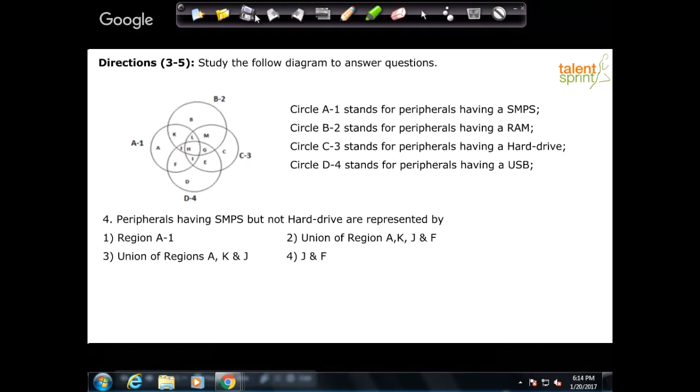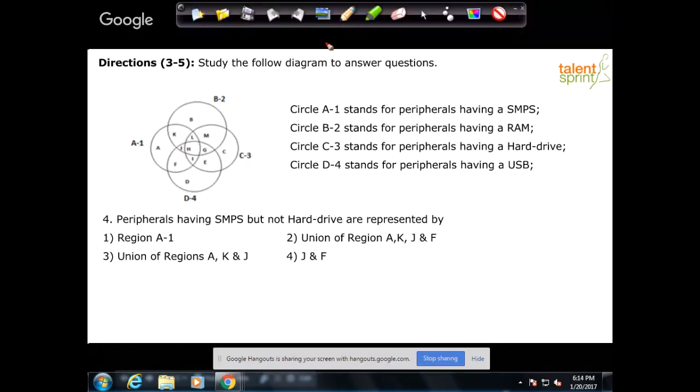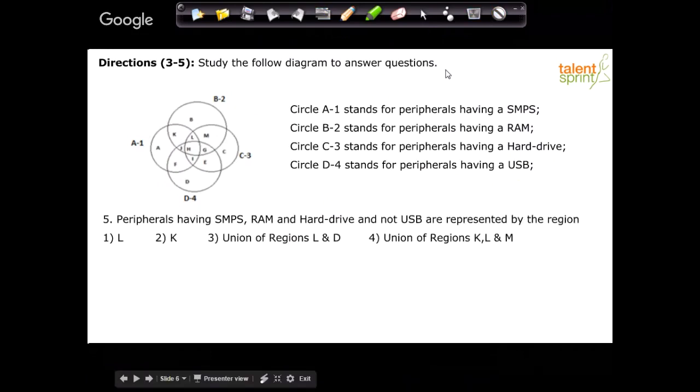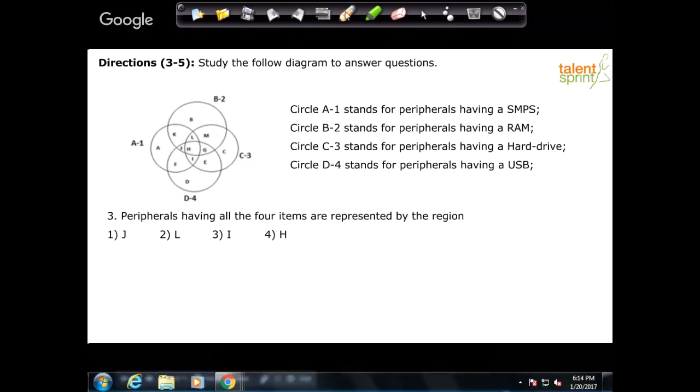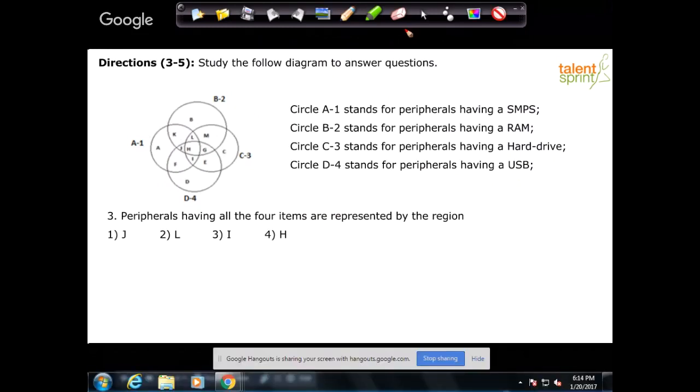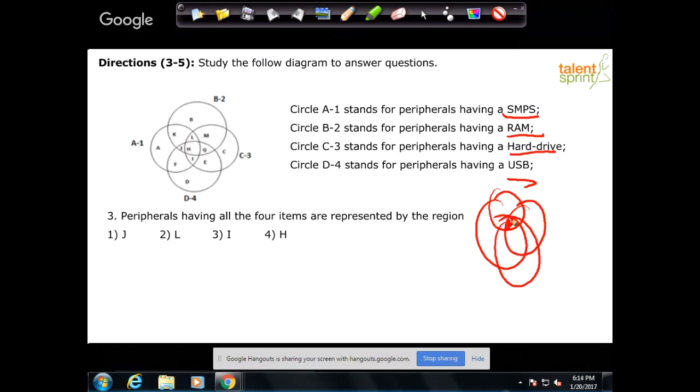Now, look at this question. It is the same diagram, but the question is different. The question that they ask us here: peripherals that have all 4 items represented by a region, meaning the area that represents SMPS, RAM, hard drive, and USB. Meaning, if you notice, that includes the common area of all the 4 Venn diagrams.